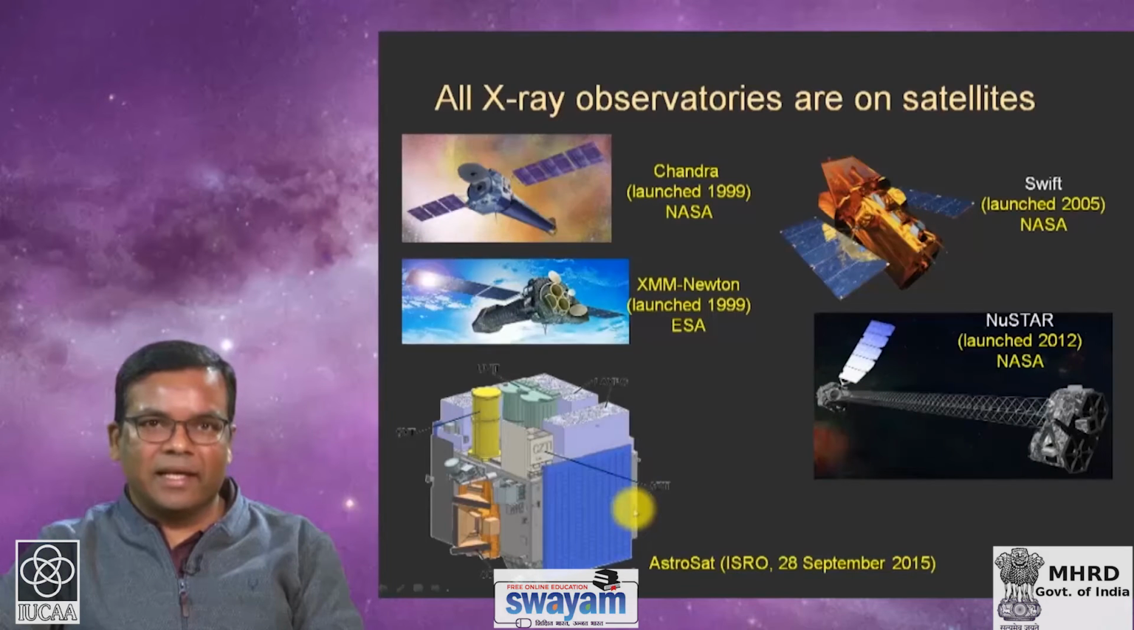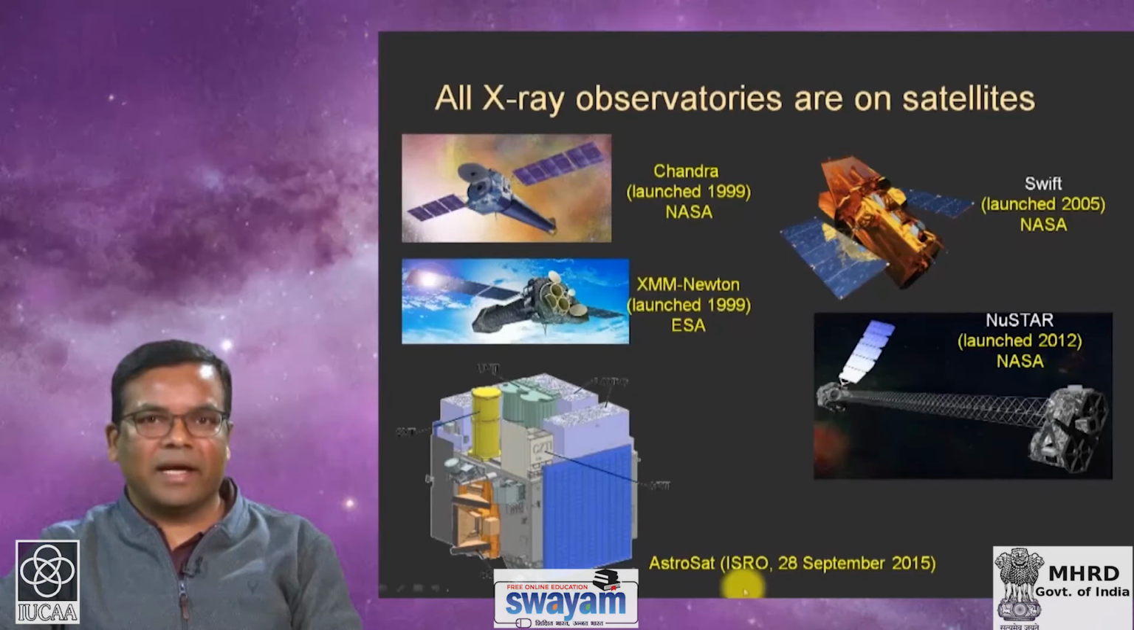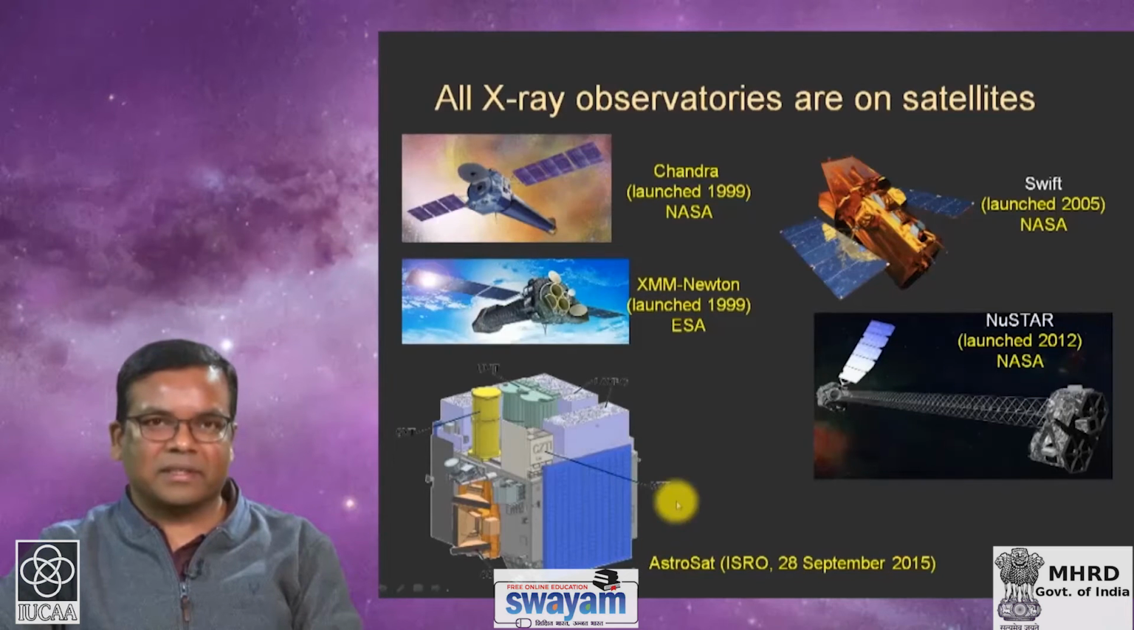AstroSat is the Indian multi-wavelength astronomy satellite. It is sensitive from optical all the way to hard X-rays, to a few hundred keV. AstroSat was launched on 28 September 2015. We will discuss more about AstroSat towards the end of this lecture.